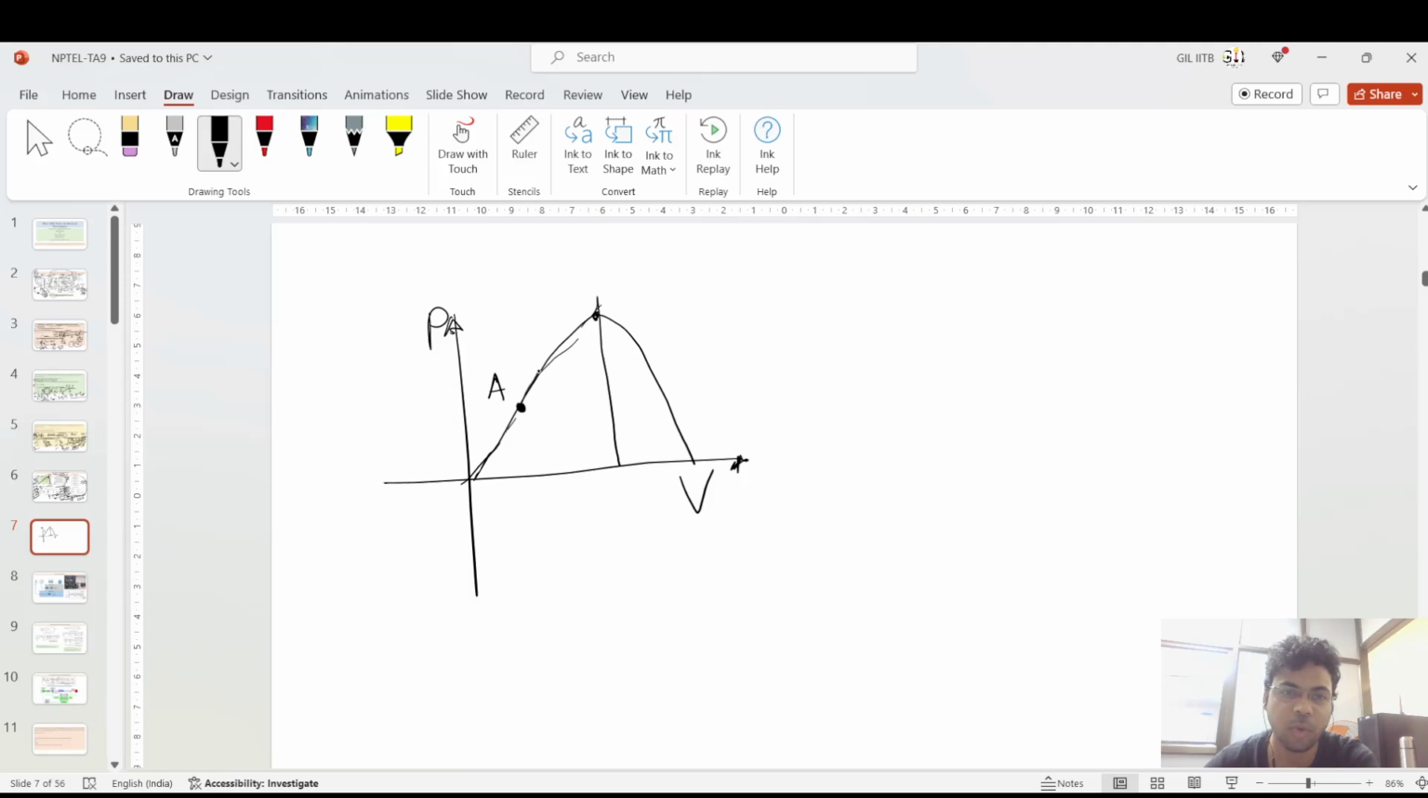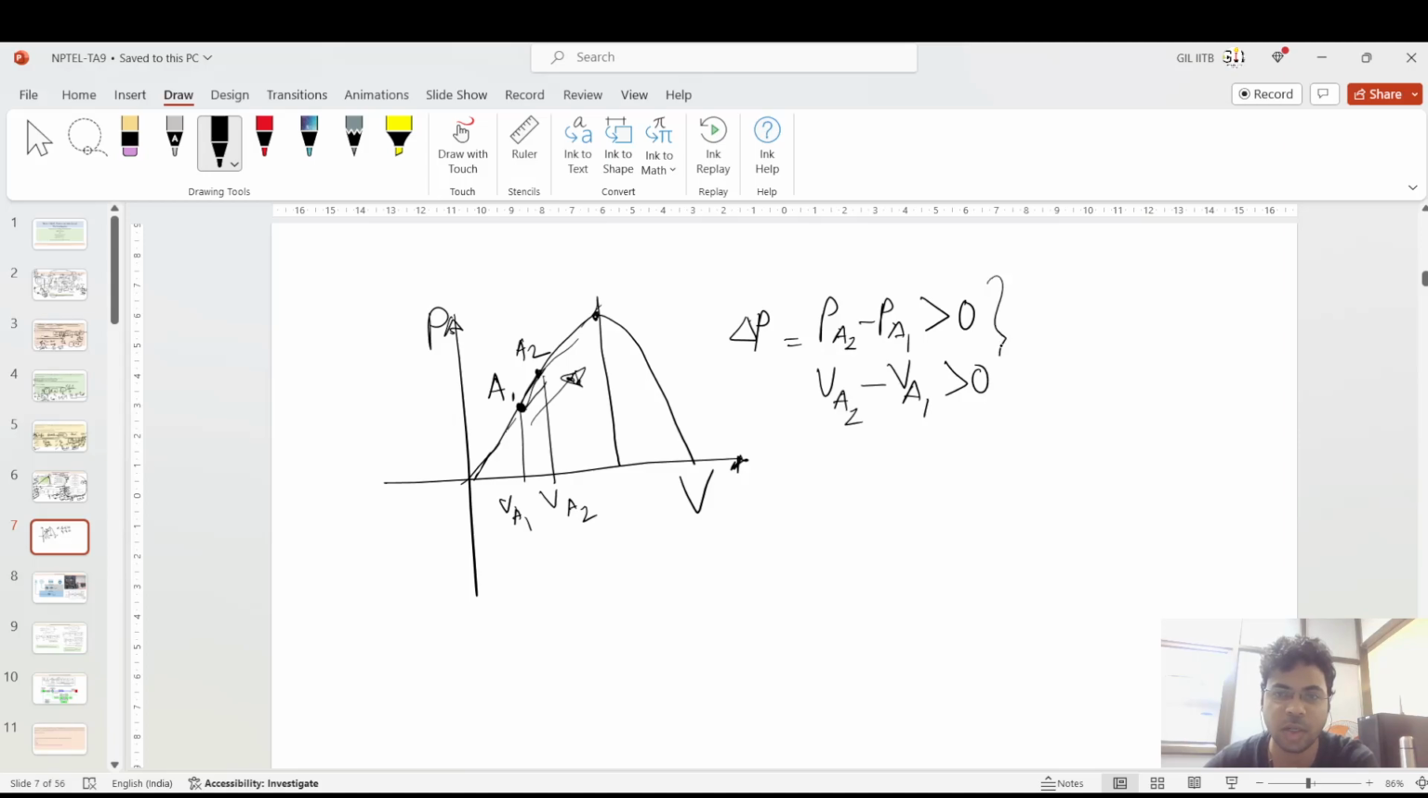There are certain points where you can lie. Suppose you are at a point A and you are moving towards the point A1 and then towards the point A2. If you move in the forward direction, this delta P, that is the P at A2 minus P at A1, should be greater than 0, and delta V, that is the voltage at A2, VA2 minus VA1, is greater than 0.